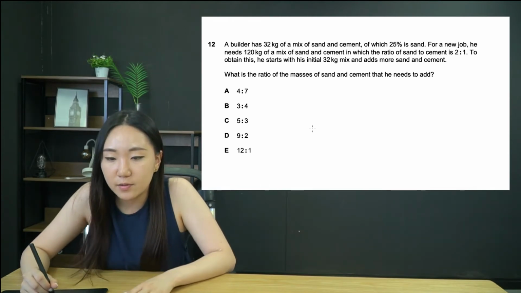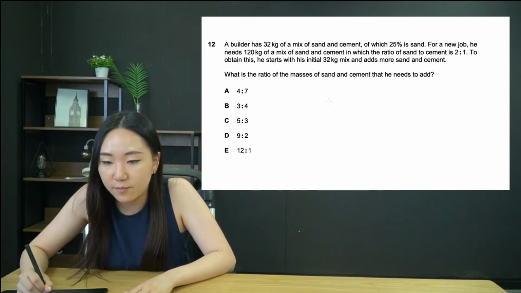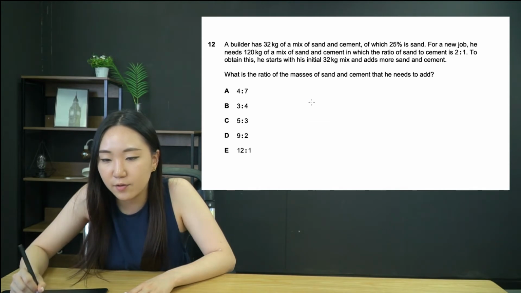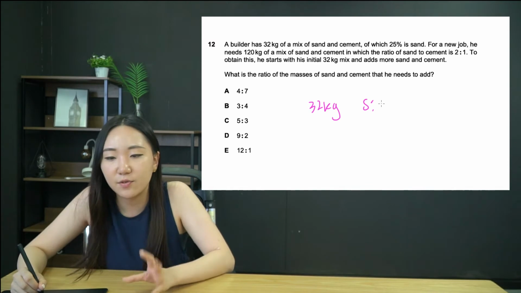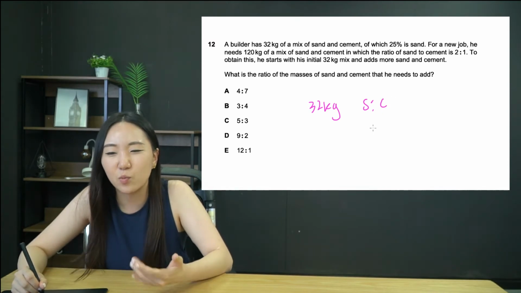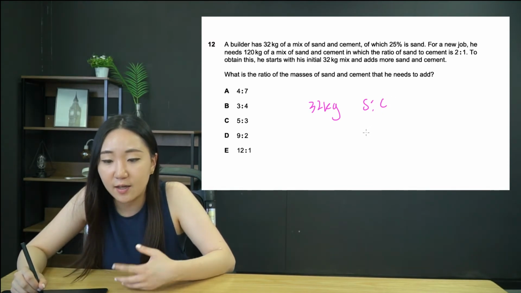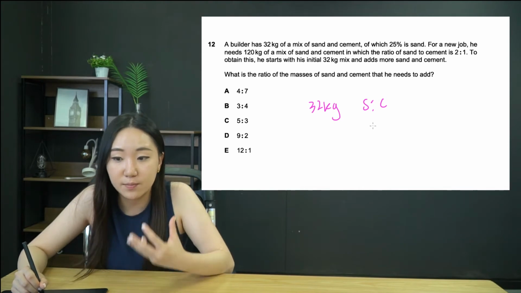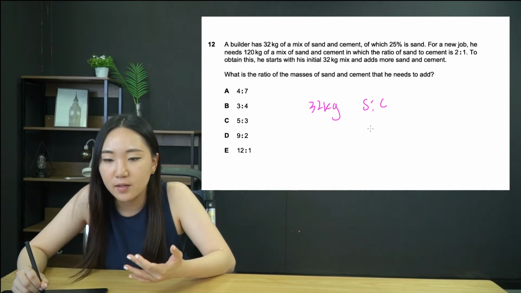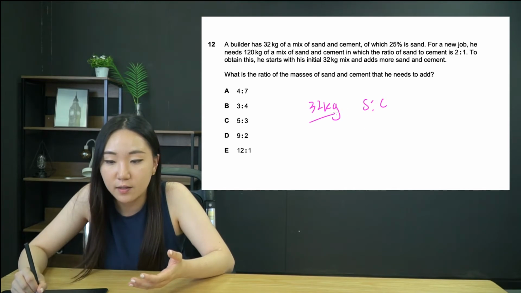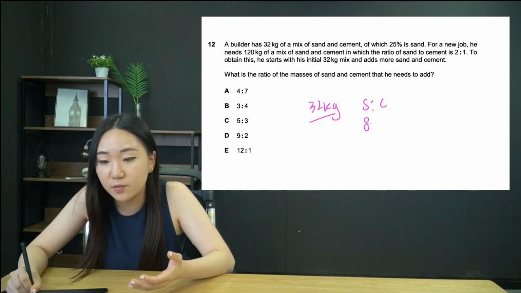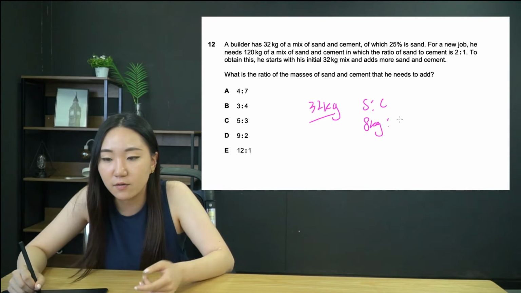Anyway, okay, a builder has 32 kilograms of a mix of sand and cement. What I like to do is immediately simplify the words here, because I really don't like it when it's wordy. I like to get the information down in a visible way as quickly as possible. So 25% of that is sand, which is 8 kilograms. The remaining is 24 kilograms of cement. So that's our current ratio, yeah?